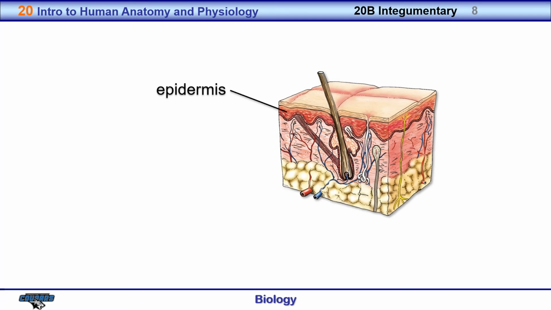So here's our diagram again. There's our epidermis, and this is the dermis, and you can see the little red lines and blue lines are the blood vessels that make up this layer. You can see a hair growing out of the skin and then the little white coiled thing on the right would be like our oil glands.